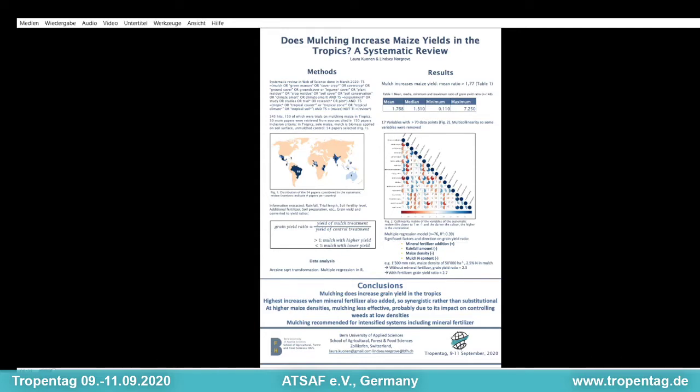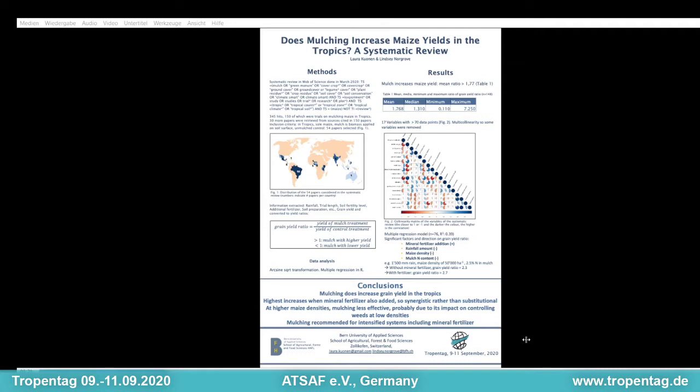My poster presentation. My name is Laura Konen, and I recently finished my master's degree at the University of Applied Sciences in Bern, Switzerland. Mulching is and has been frequently tested in field trials in the tropics, and each trial included different factors to evaluate the effect of mulch on the maize yield. Yet there is no systematization of these factors, and the goal of this systematic review was to answer the following question: which factors influence the effect of the mulch on the maize grain yield?